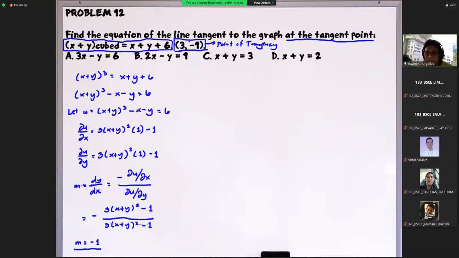So since meron tayong given na point, meron tayong given na slope, we can use the point slope form. Okay? Point slope form. So again, ito ay sa pag-form ng linear equation. So point slope form is y minus y1 is equal to m times x minus x1. So yung x1 saka y1 is the point, yung m is the slope. So ito yung gagamitin nating slope, ito yung gagamitin nating x1, ito yung gagamitin nating y1.